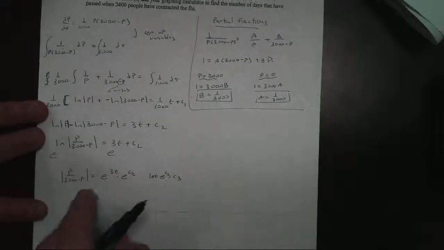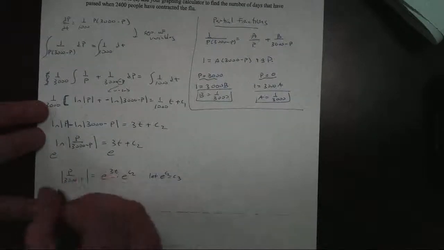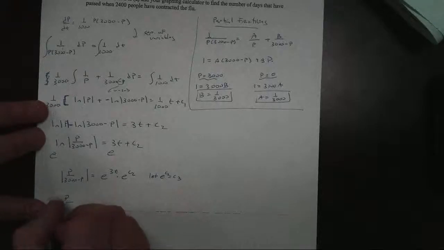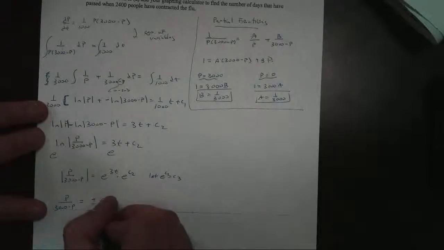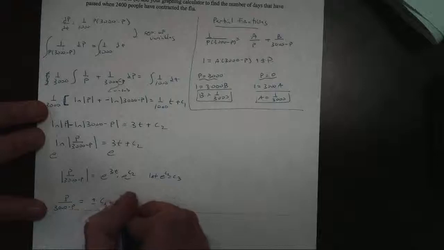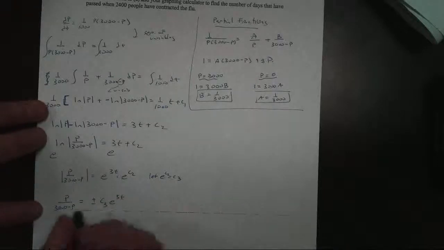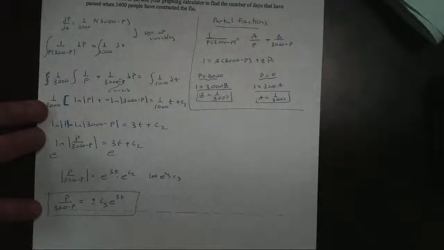And I'm going to do two things. One, we get rid of my absolute value and change that around. So I'm going to get P over 3,000 minus P equal to plus or minus C3 e to the 3t. And there's our answer right here.